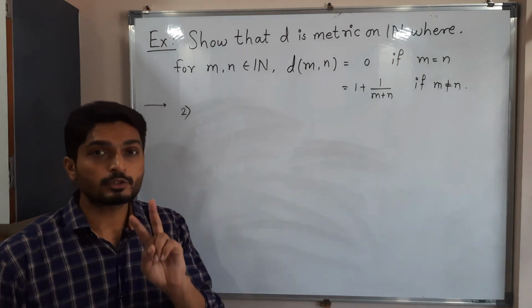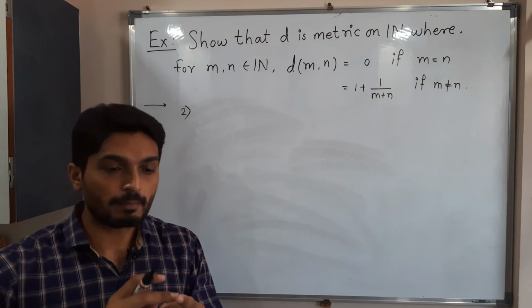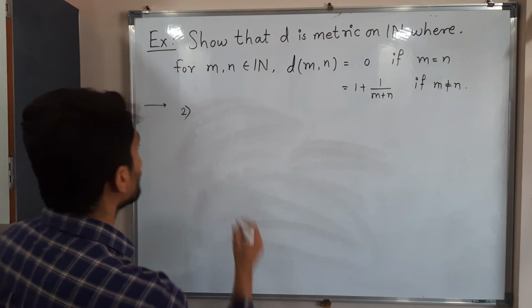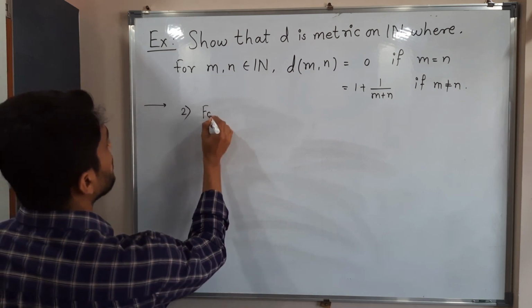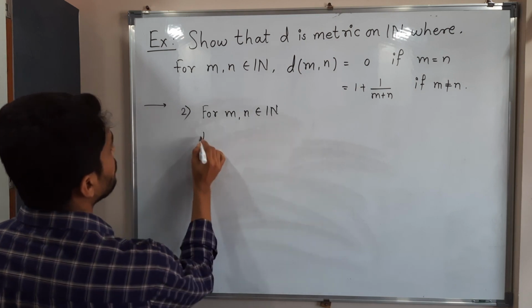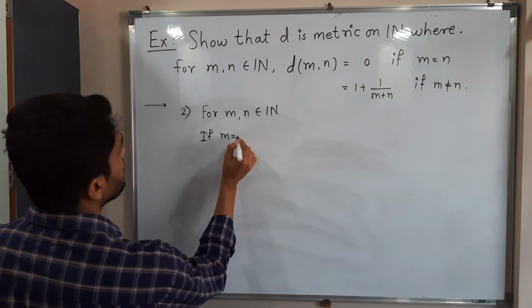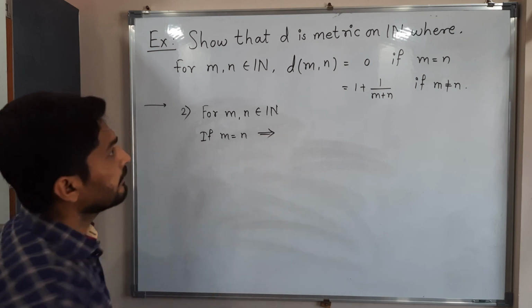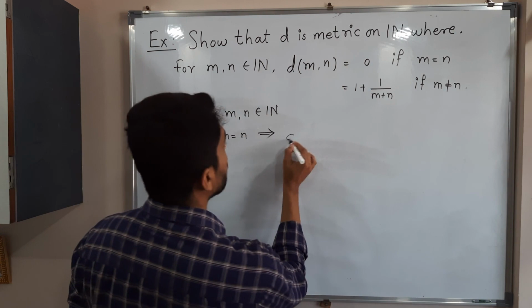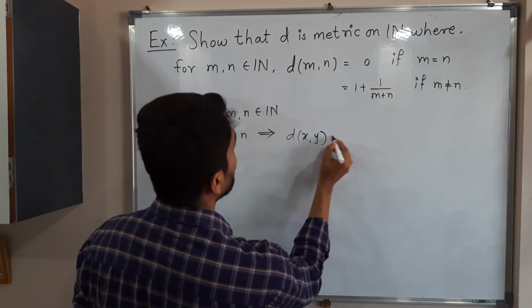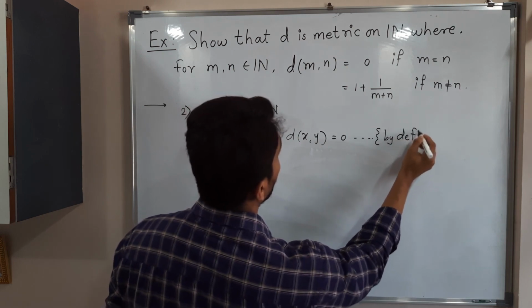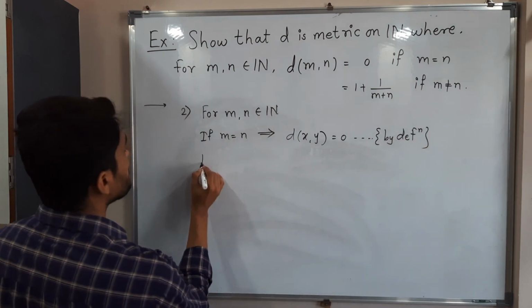Here I will discuss two cases. The first case is m is equal to n, and the second case is m is not equal to n. I am taking again two natural numbers m comma n belonging to the set of natural numbers. Let us discuss the first case. If m is equal to n, the definition says its value is 0. So therefore d of m comma n is equal to 0, clearly by definition. Now let us discuss the second case.